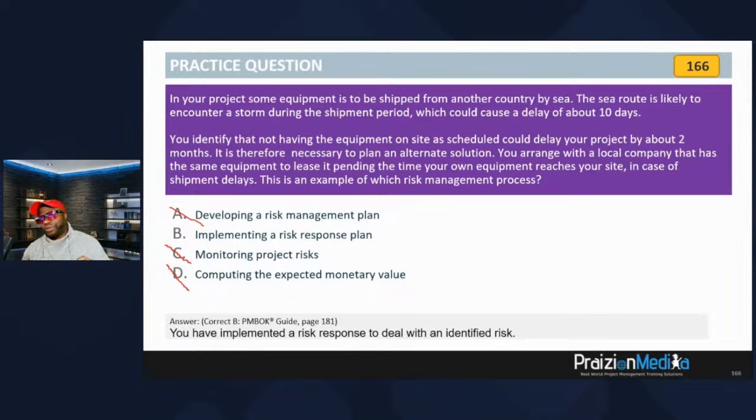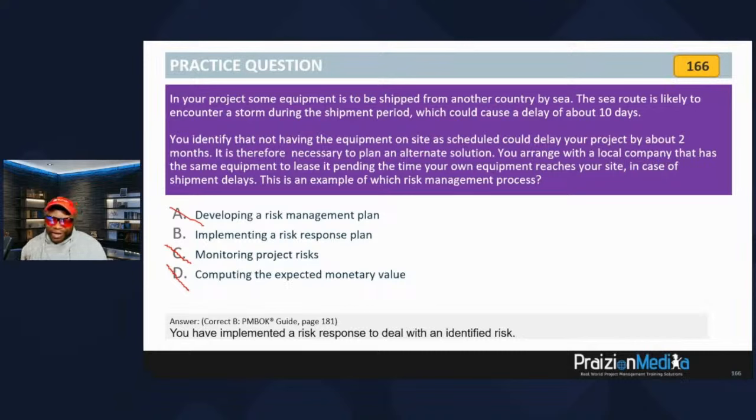Okay. Now, if you wanted to look a little bit below the surface and say, but Phil, what exactly are we doing? Well, think about it. It says you identify that not having the equipment on site as scheduled could delay your project. So, what are you doing? You are not avoiding the risk. You're not transferring the risk, right? Because you're leasing the equipment. They're not operating the equipment for you. So, it's not transfer. All you're doing is getting a backup. And that could still fail, but at least the risk is mitigated. Okay?